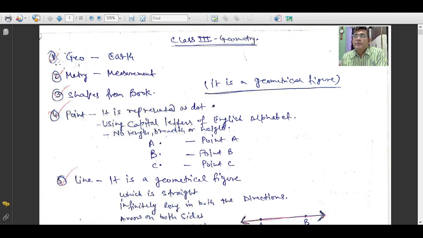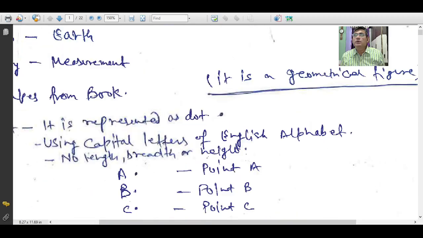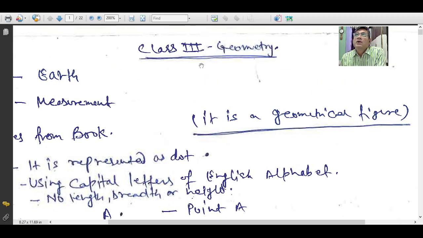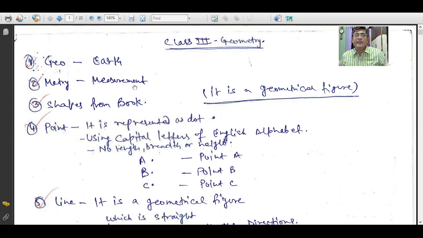Hello students. So I will take you through class 3 geometry, which will include a basic understanding of various shapes. I am doing this because many students are finding it difficult, but it is a very easy subject. Okay, so it is class 3 geometry, the basic things. So I will start with the meaning of geometry.